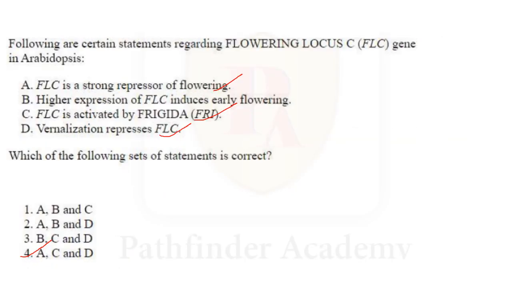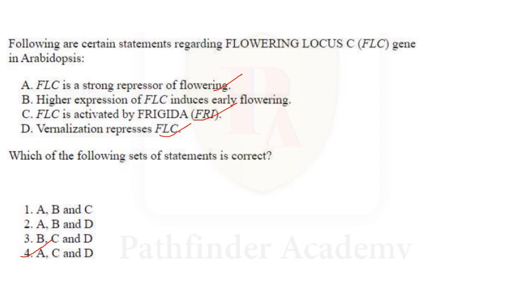Then next one. Following are certain statements regarding flowering locus gene in Arabidopsis. Which of the following set of statements is correct? FLC is a strong repressor of flowering. That is correct. Higher expression of FLC induces early flowering. How can that induce early flowering? Because it is a strong repressor of flowering. So B is not correct.